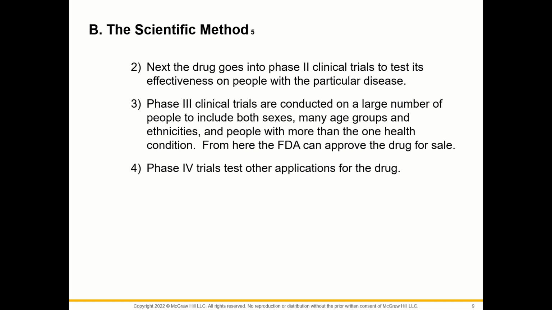Next, the drug goes into Phase 2 clinical trials to test its effectiveness on people with the particular disease. In Phase 3 clinical trials, these are conducted on a large number of people to include both sexes, many age groups and ethnicities, and people with more than one health condition. From here, the FDA can approve the drug for sale. Phase 4 trials test other applications for the drug.